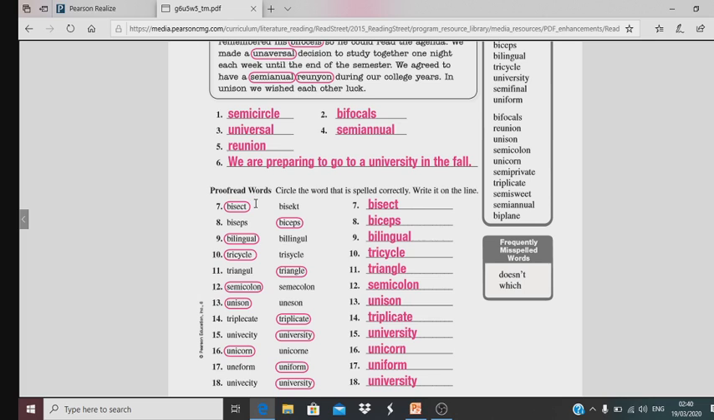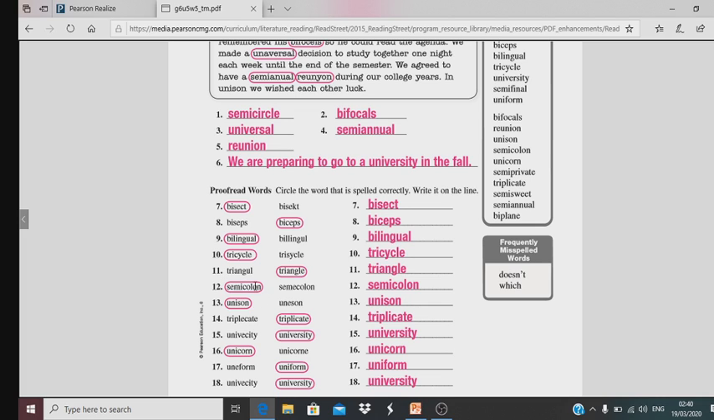Bisect and bisect. Here we are going to choose the one with the C, not the K, the first one. Number 8, biceps and biceps. So here the one with C, the second one. Bilingual and bilingual. Bilingual here, the first one that contains A after the U. Tricycle and tricycle. We are going to choose the first one that contains the C, not the S. A triangle and triangle, here we are going to choose the second one because there is no U and after the L there should be E.